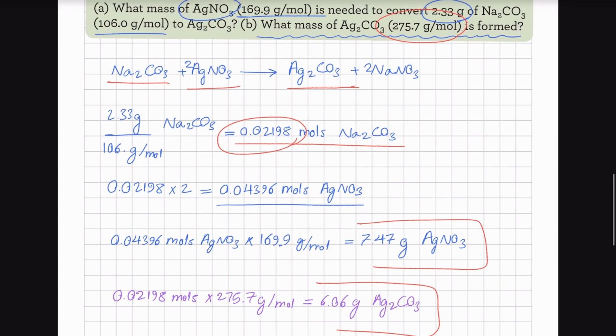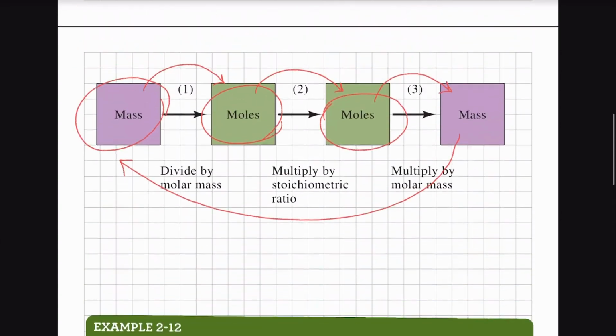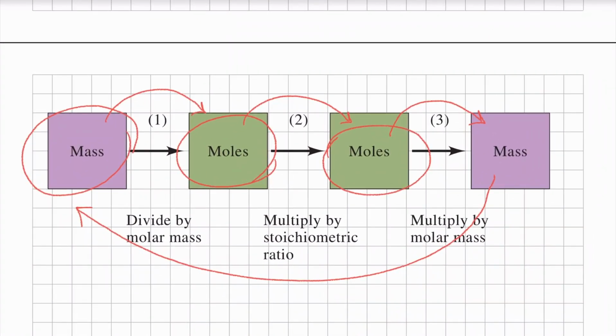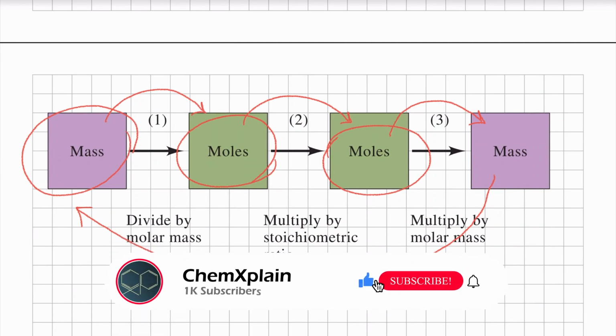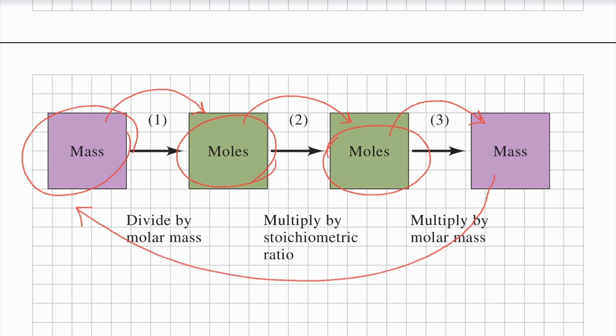Now, taking a glance at this solution, we can see that all we did is seen here in this flowchart. Every time we go from mass to moles and from moles to mass and vice versa. So by knowing this simple rule, we can do all of the stoichiometric problems easily.